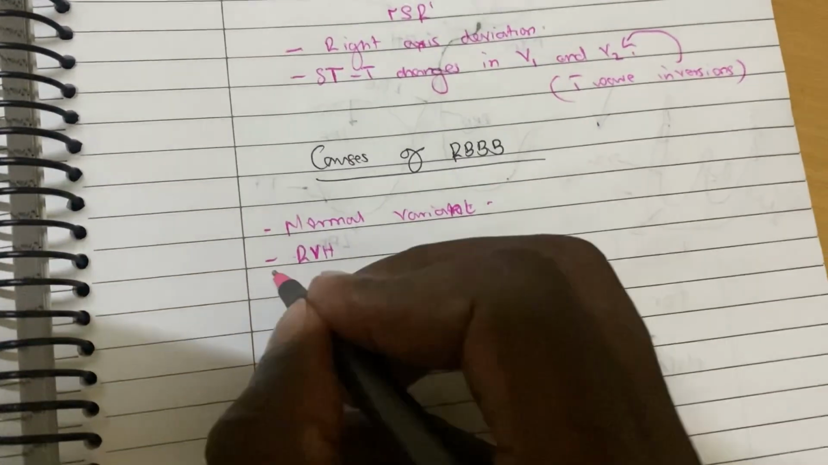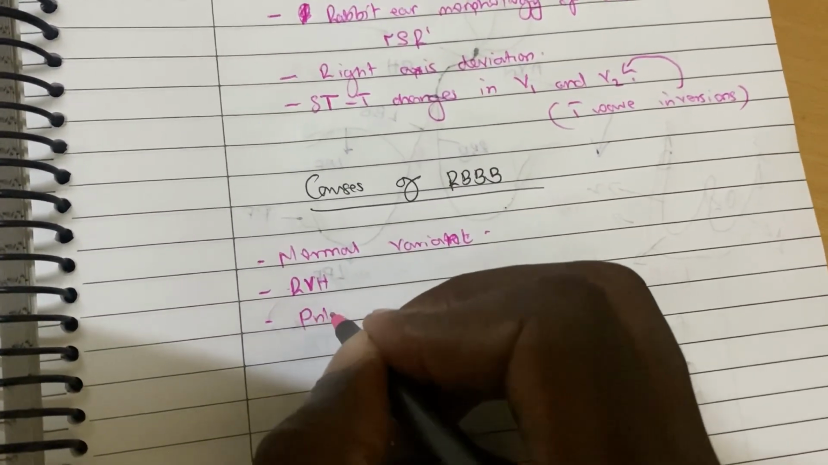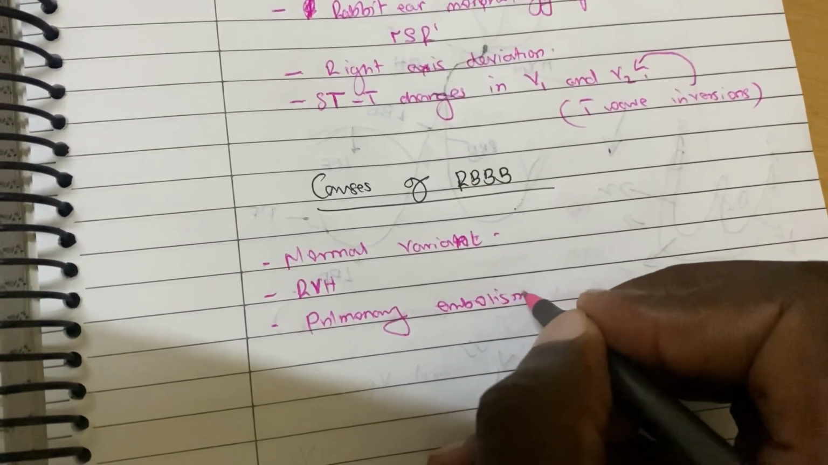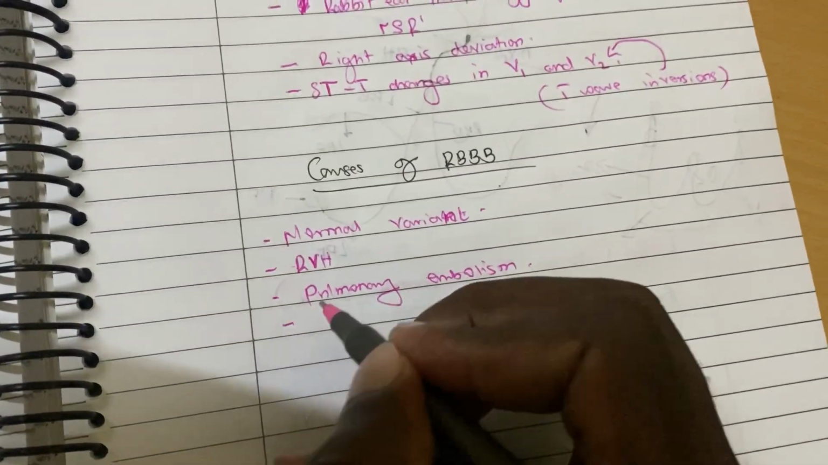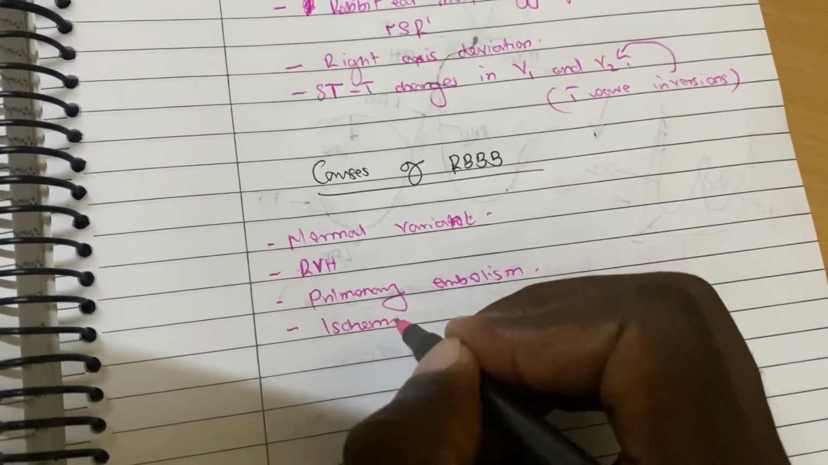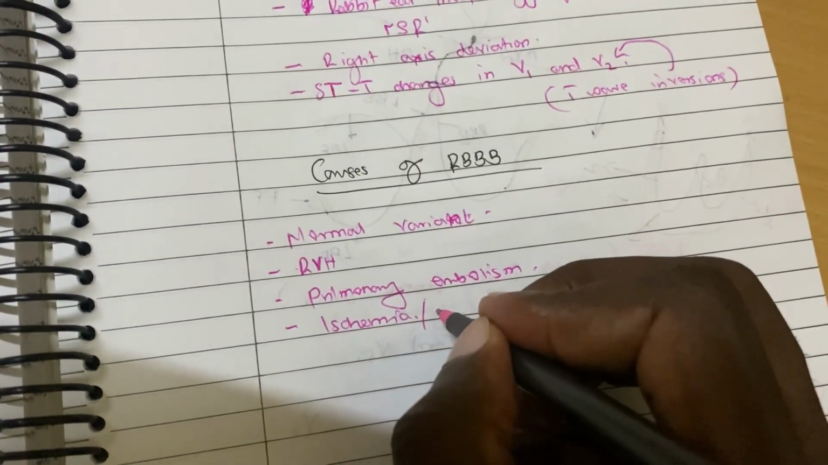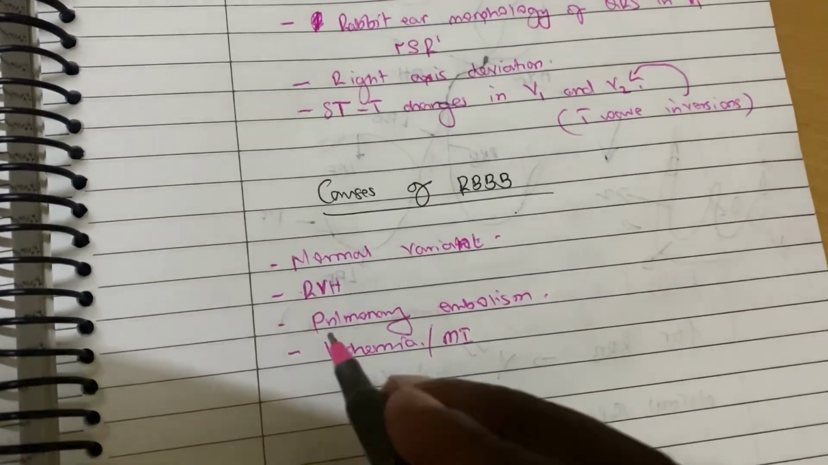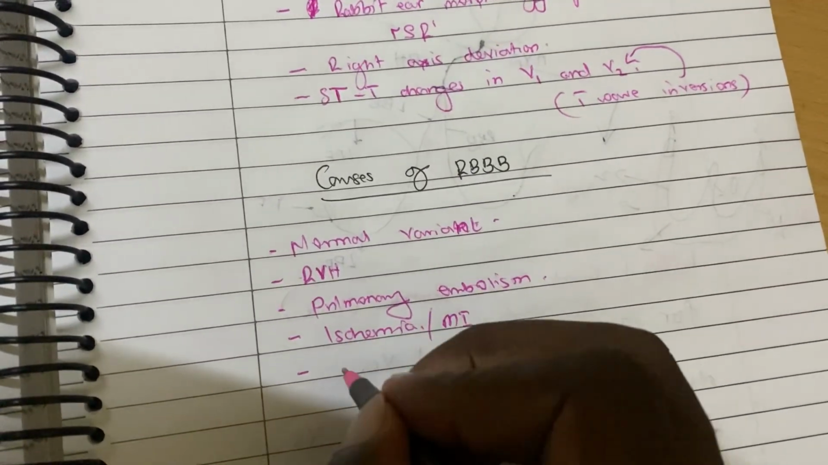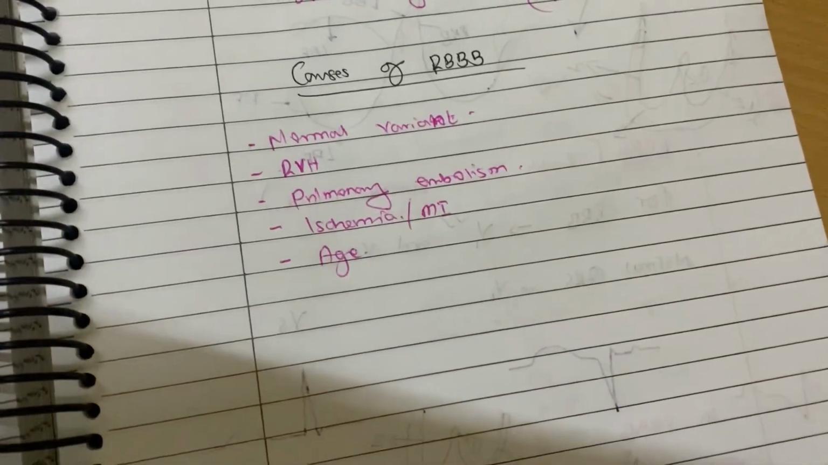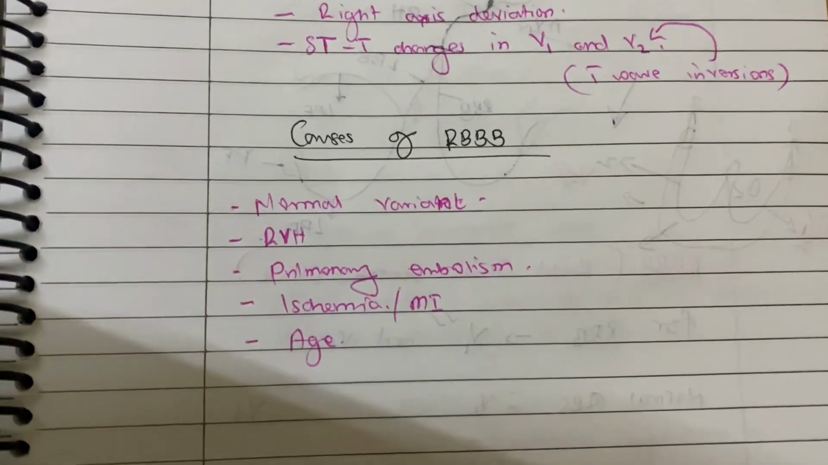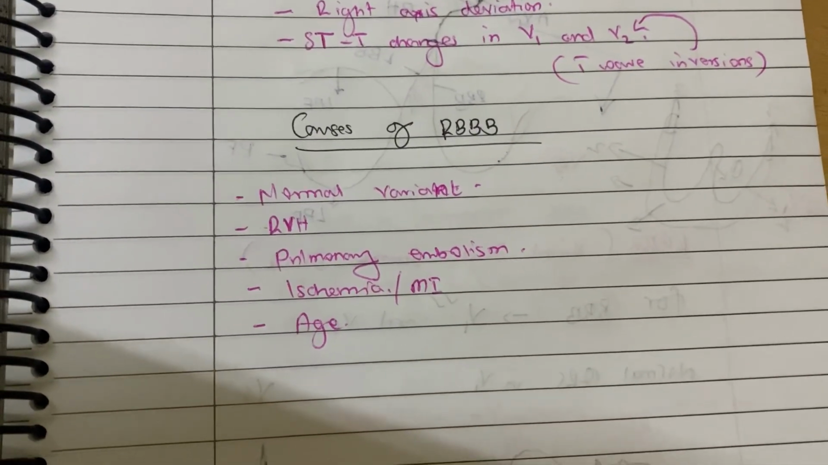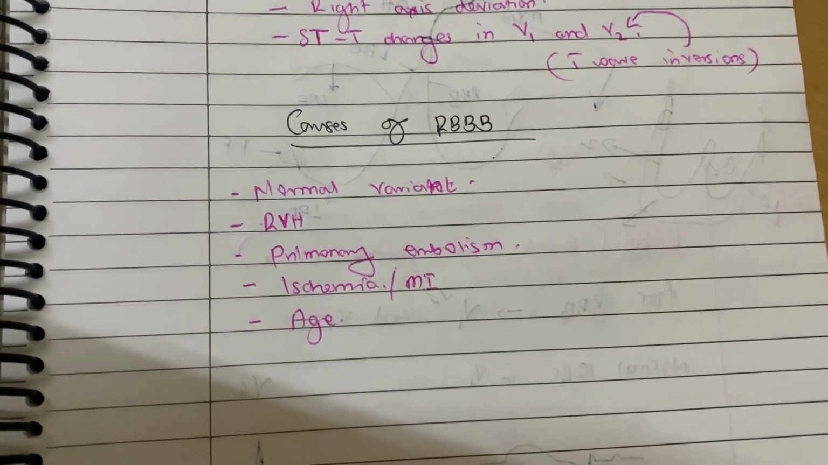hypertrophy. We finished this, and then you can have pulmonary embolism, and then ischemia or myocardial infarction, or what else? Age, sclerosis. It comes with time. Yeah, so this is right bundle branch block. Next time is to show you an ECG with right bundle branch block.